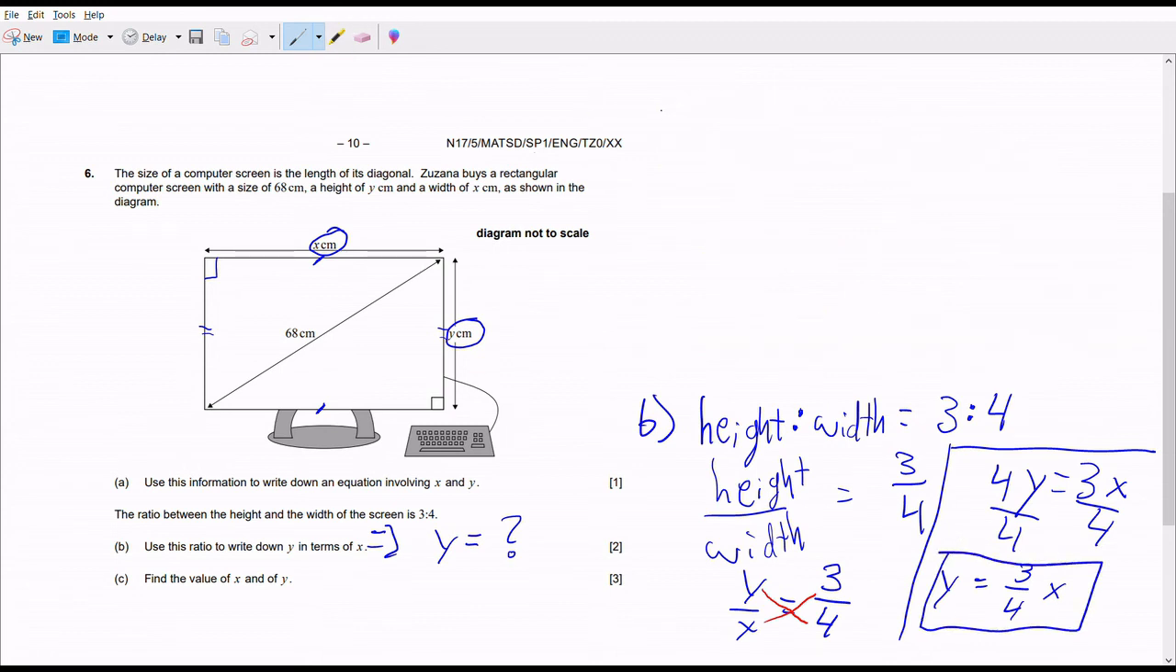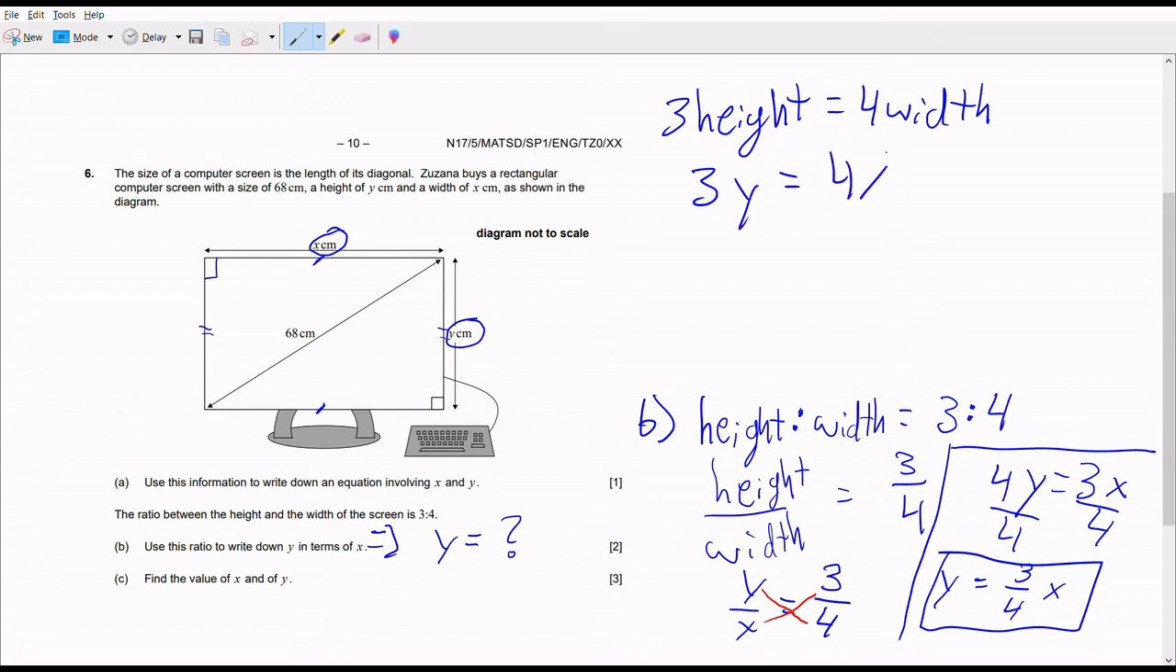Okay, the common mistake here is that when setting up the problem, you might say, okay, so 3 height will equal 4 width, right? And this sounds logical, and then you plug it in, and you end up with 3y equals 4x. You do the same process, but you end up with y being equal to 4 over 3 x, right? Which is different to what we got using the other method, right?